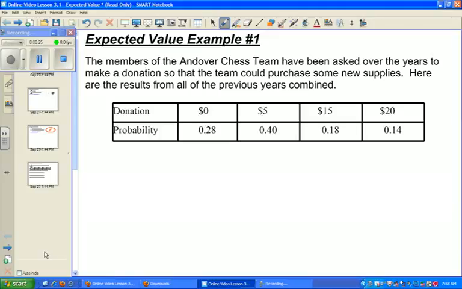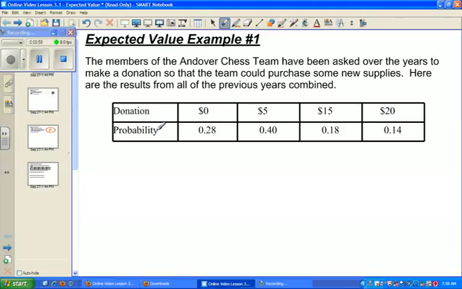And for expected value, there's really two numbers that you need to know. When you study expected value, you realize that you need to know what the outcomes are and what each outcome's probability is. So in this case, the table is telling you both. The outcomes that have occurred are students have made a $0 donation, or they haven't donated anything. Students have made a $5 donation. Students have made a $15 donation. And some students have made a $20 donation. Those are the outcomes. Those are the things that have happened.